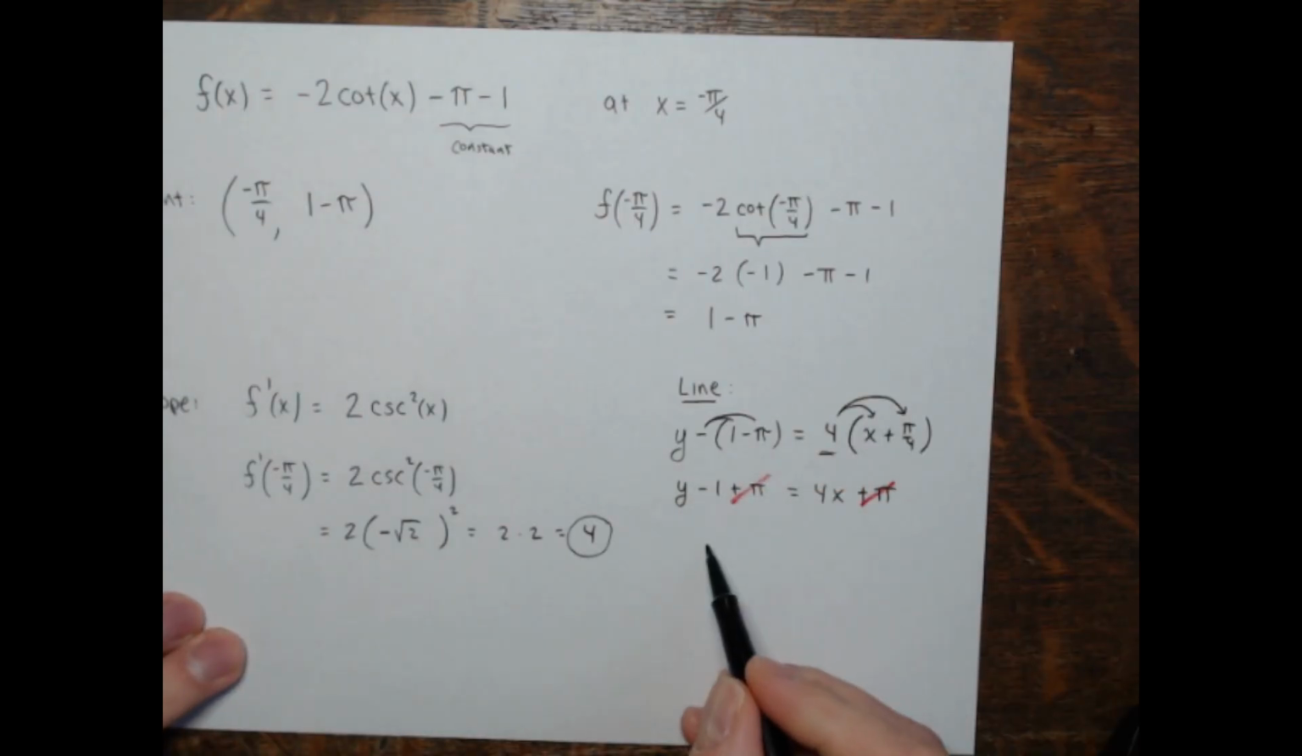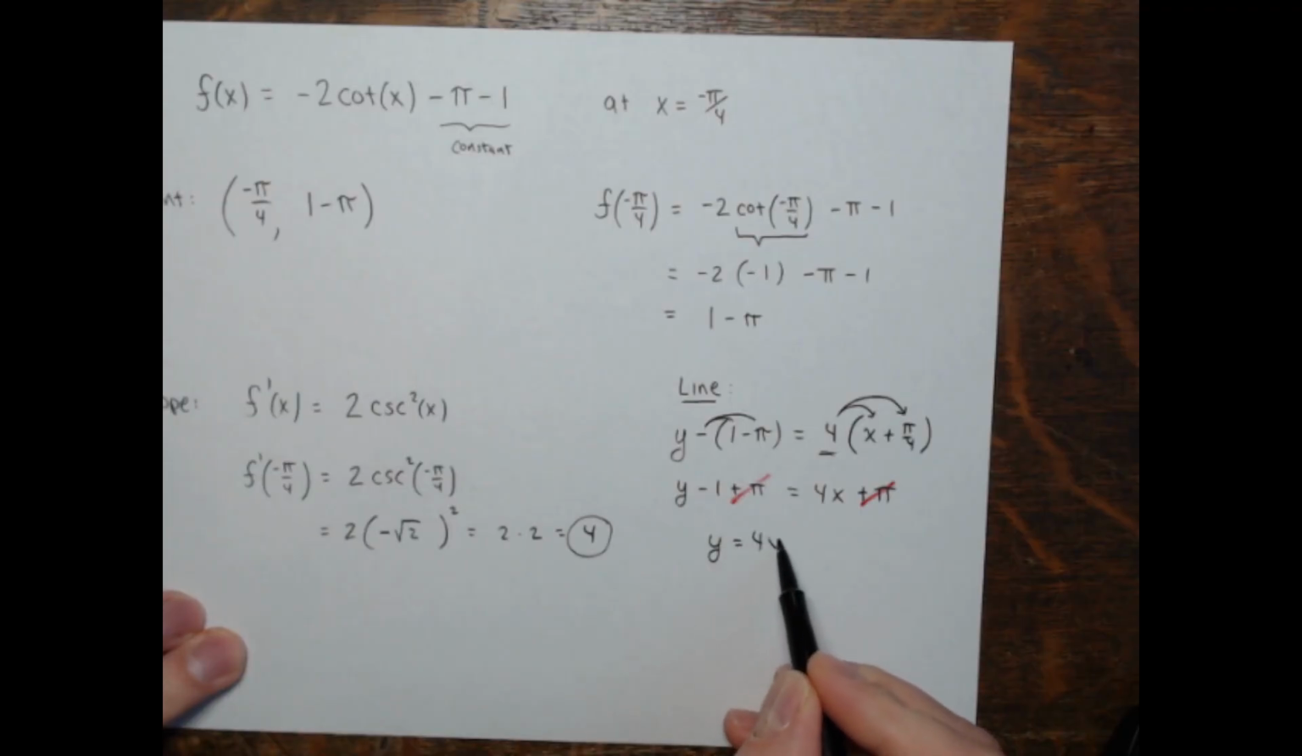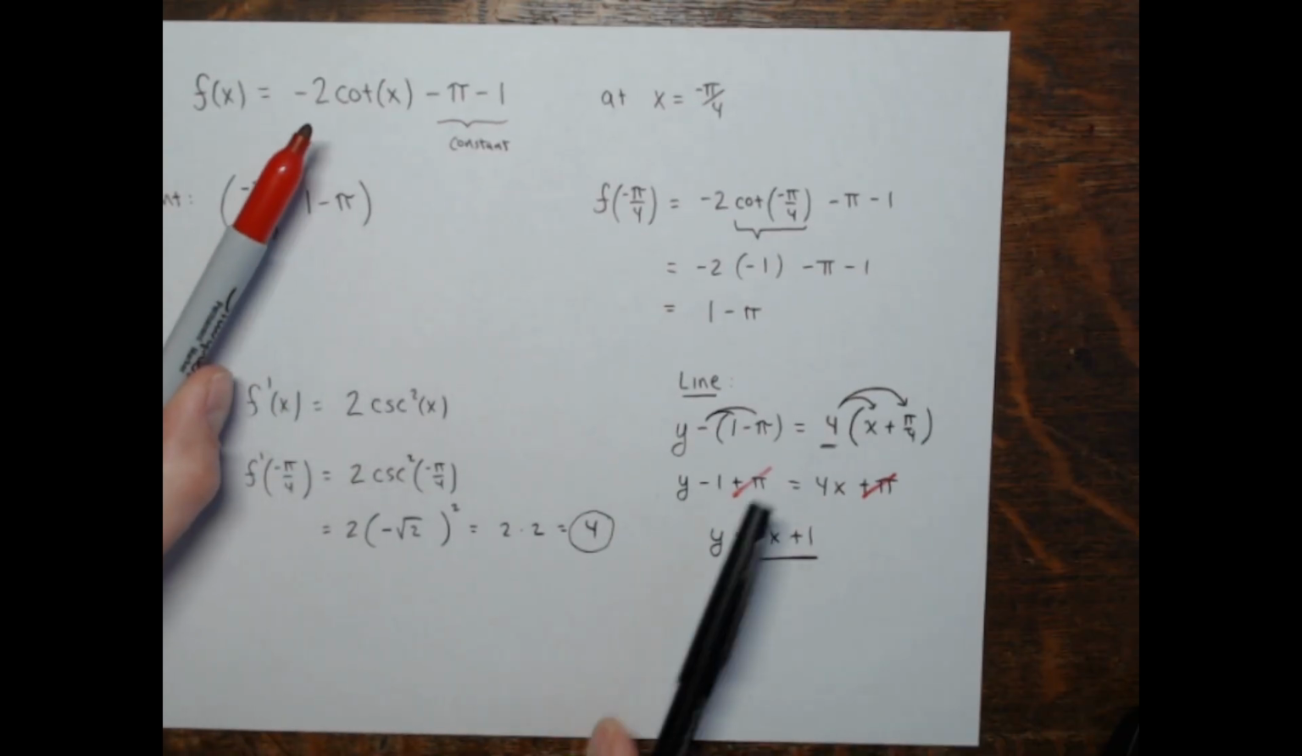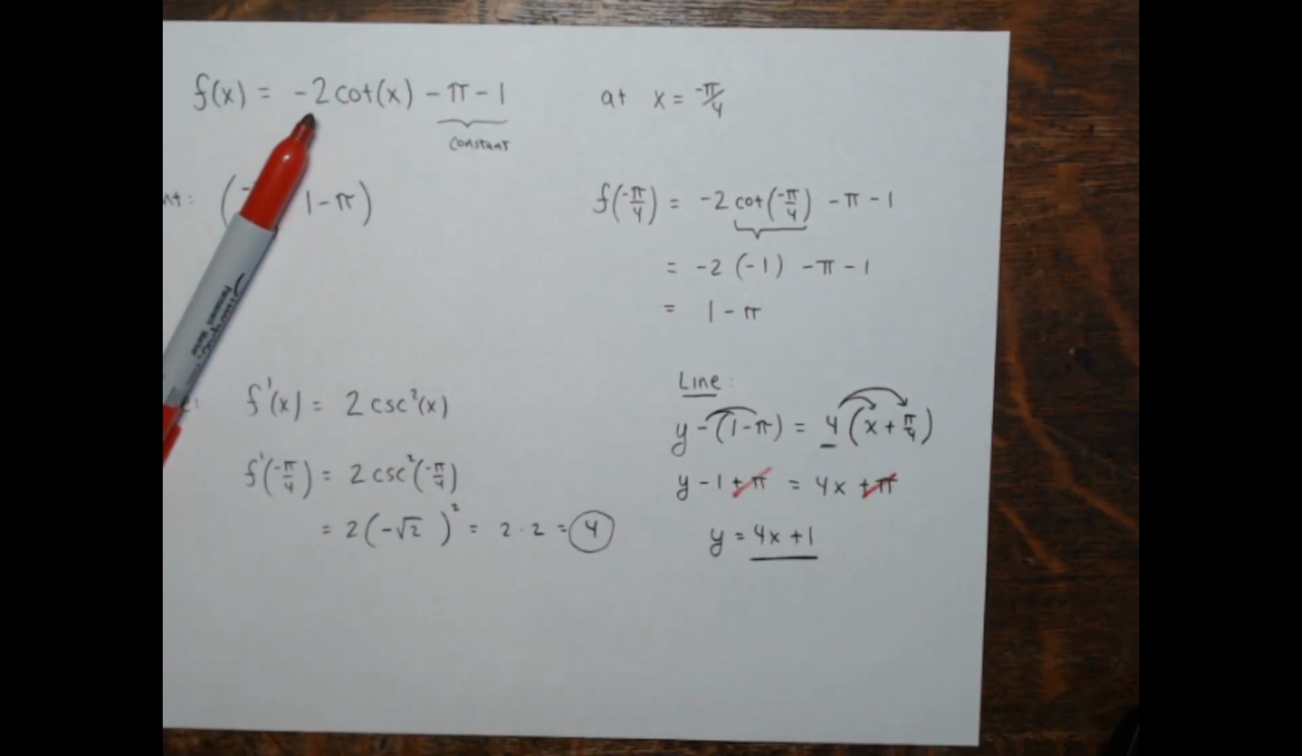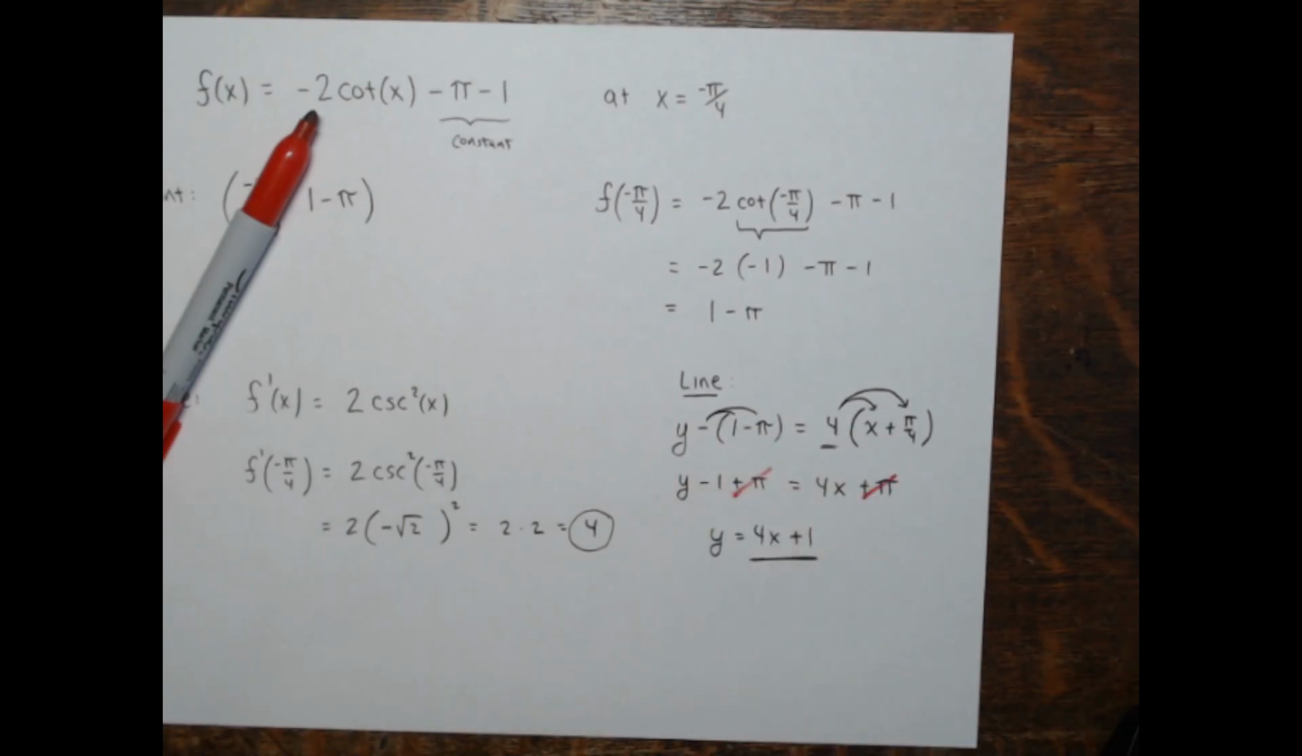So, and then I just add 1. We get y equals 4x plus 1. That's an easy line to draw. So sorry, I was too hung up on leaving that in point-slope form.